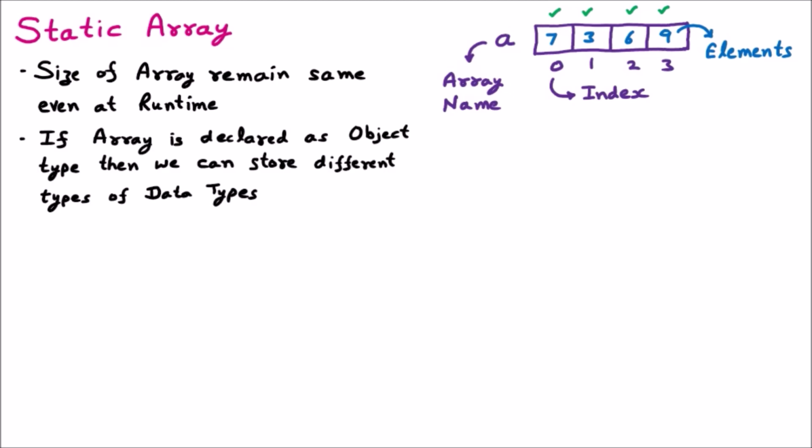So if the array is declared as object type, then we can store different data types. Means if you want that in a single array, I can store a float, an integer or a character, that means multiple data types, then we should declare the array of object type. That is the functionality given by .NET, that we can declare an array of object type and store different data types like integer, float, character in a single array.